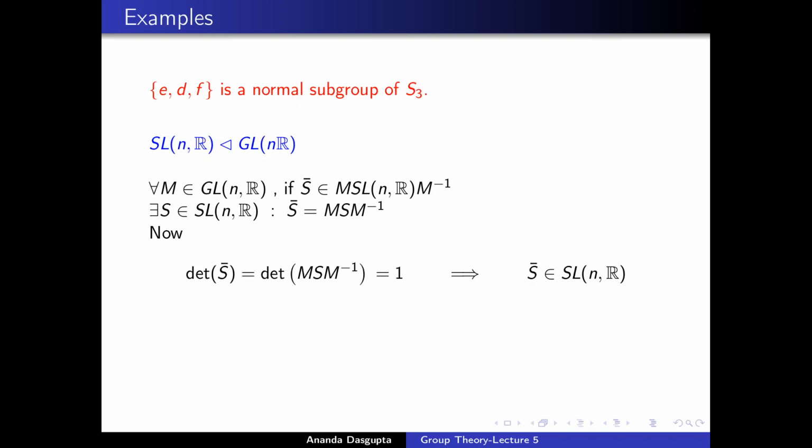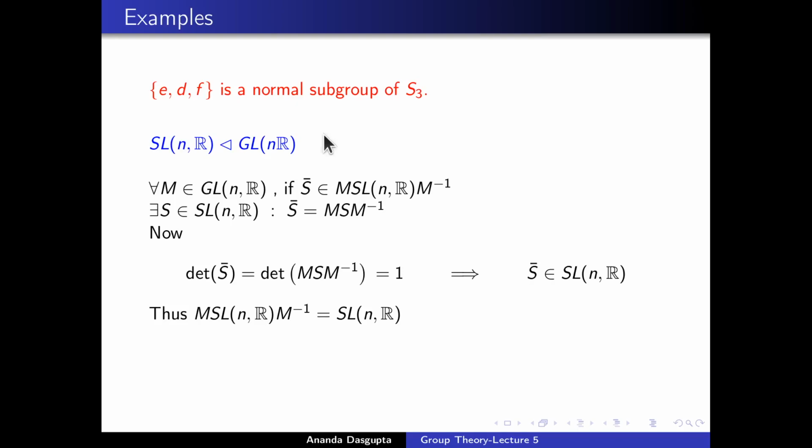So every element of M SLnR M inverse is in SLnR. So all we have shown here is that M SLnR M inverse is a subset of SLnR for every M in GLnR. And remember, that's all you really have to show that SLnR is a normal subgroup. That is, M SLnR M inverse is equal to SLnR for all M.